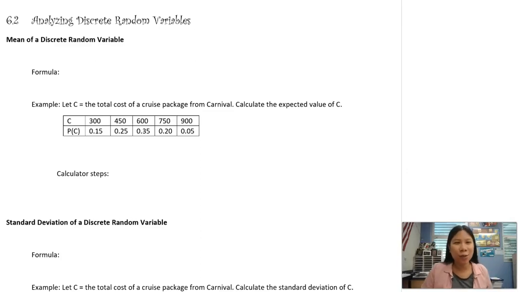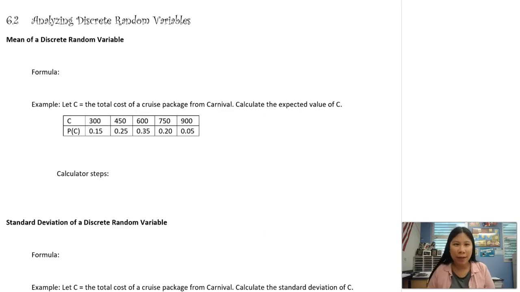Hello, welcome to 6.2. Today we are talking about analyzing discrete random variables. Last class we talked about random variables and setting up probability distributions, being able to find probabilities. Now when we're analyzing, we want to look at things like the mean and standard deviation of a discrete random variable. Just a reminder, the discrete random variables were the ones where we could make the table for the probability distributions where the x values could only be whole numbers.